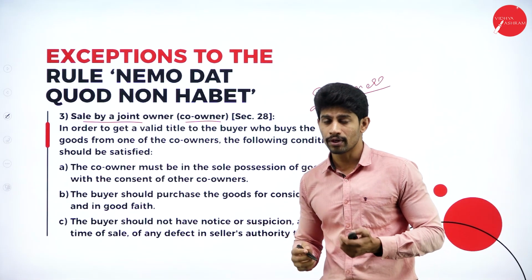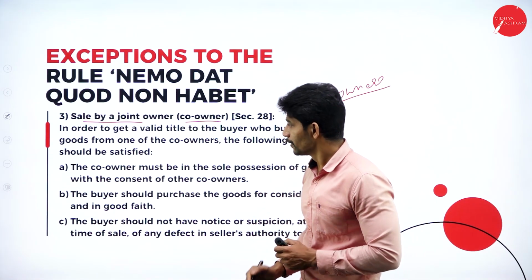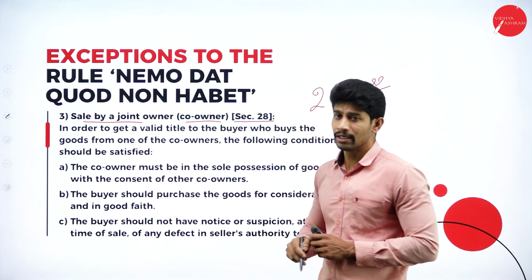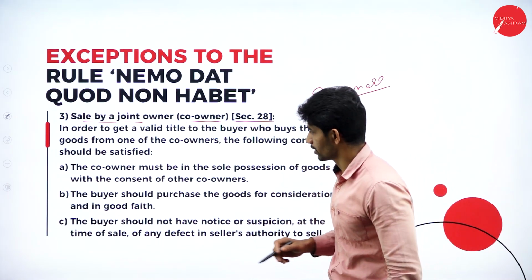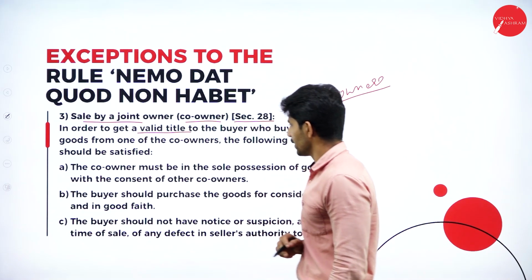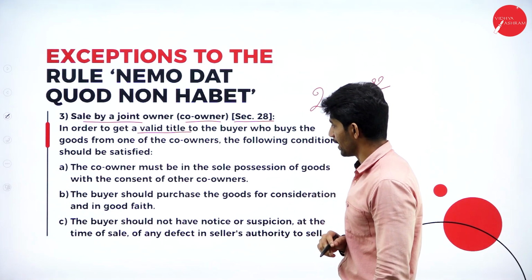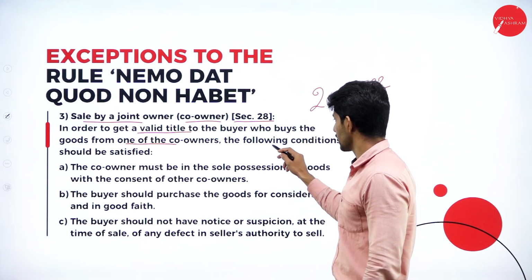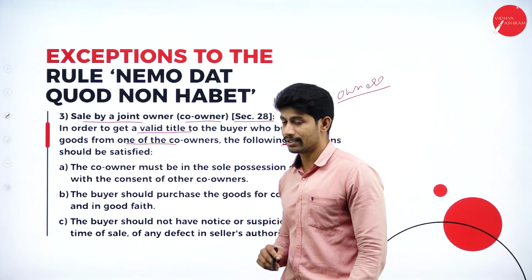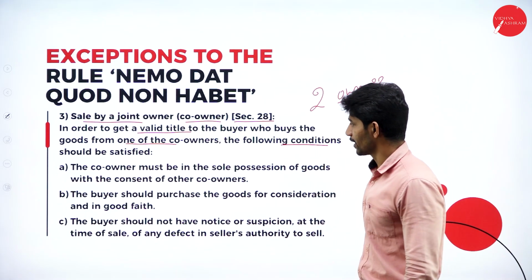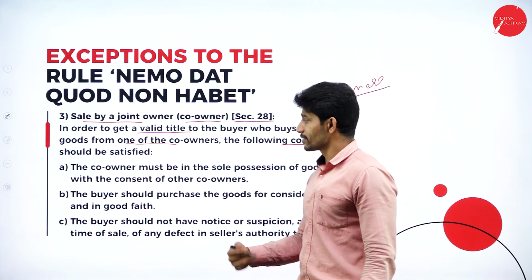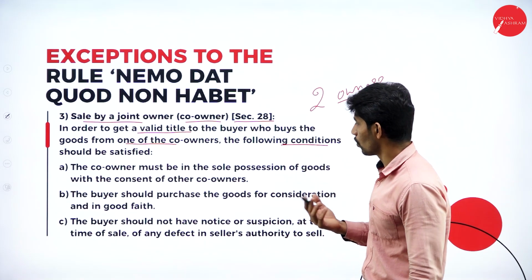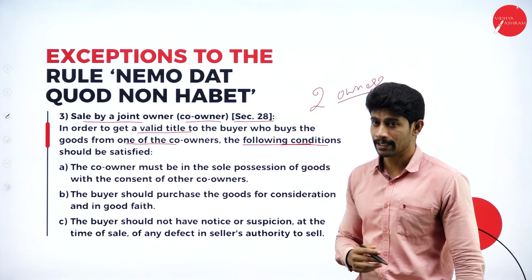So if there are two owners, they are called co-owners. Okay. Rule number 28, that is section 28. In order to get a valid title to the buyer who buys the goods from one of the co-owners, the following conditions should be satisfied. That means in order to get a valid title to the buyer who buys the goods, one of the co-owners satisfies the following conditions.